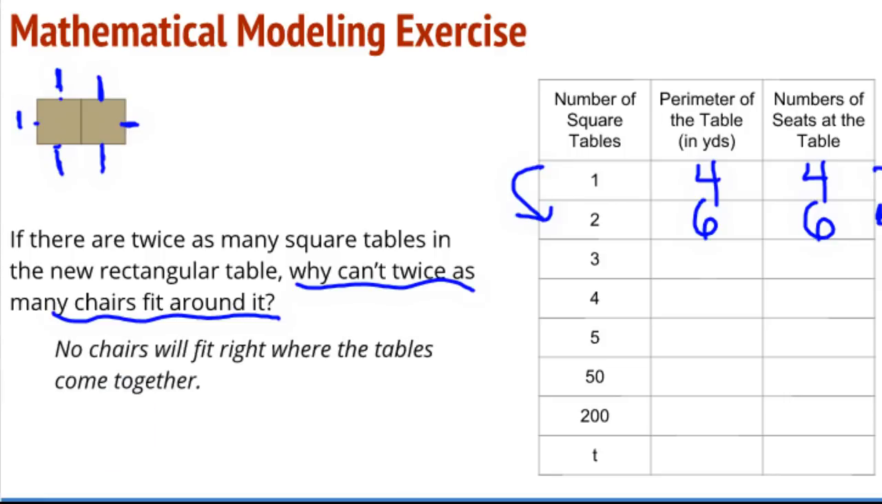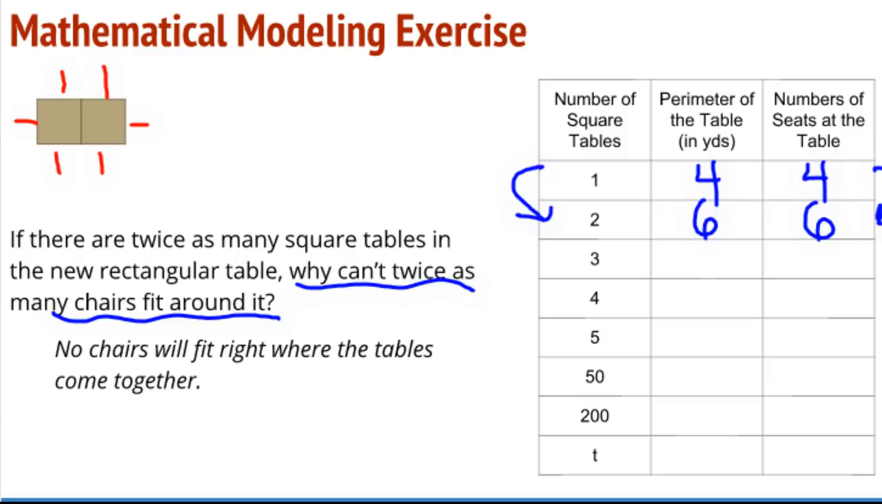Well, I already kind of gave you a hint. There is no way for someone to sit here and someone to sit here. If we were going to have 8 people sitting around these 2 tables that are pushed together, they'd have to be really thin. And even then, they'd be in the middle of the table. They'd have to fit inside the little space there. It's not going to work. We're not going to squish anyone to sit in between there.